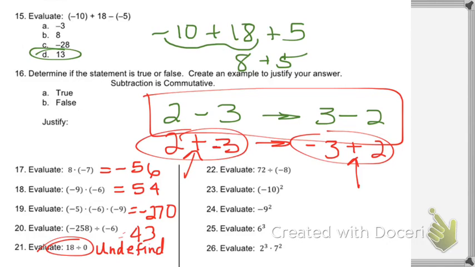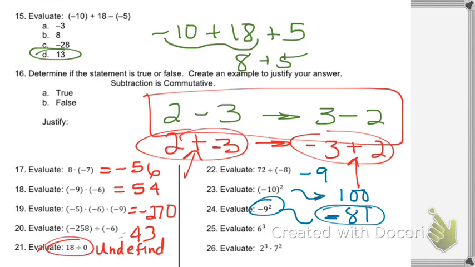Next one, 72 divided by negative 8. Answer will be negative, and it will be a negative 9. Negative 10, if I square it, negative 10 times negative 10, positive 100. This one's tricky. I want the opposite of 9 squared. Well, 9 squared is 81, so it's negative 81. Try both of those on your calculator. You will see they give you those answers.